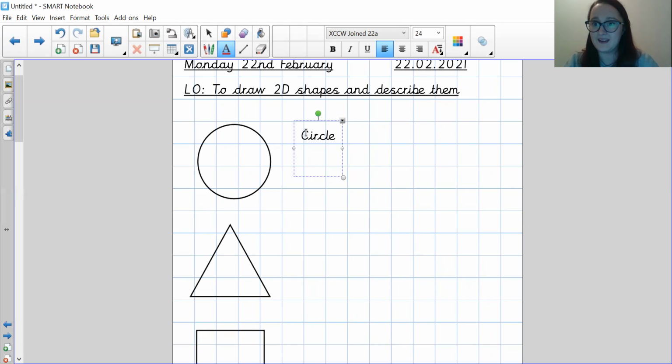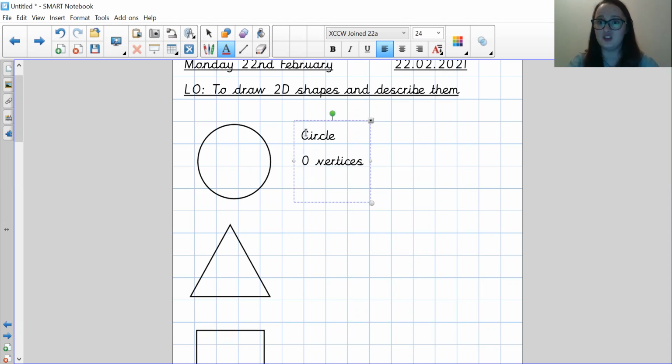Now, does it have any corners? Doesn't, does it? Now, if you remember, we use a posh word for corners, don't we? And that posh word is vertices. So it's got 0 vertices. So I'm going to put the number 0 there and write vertices.